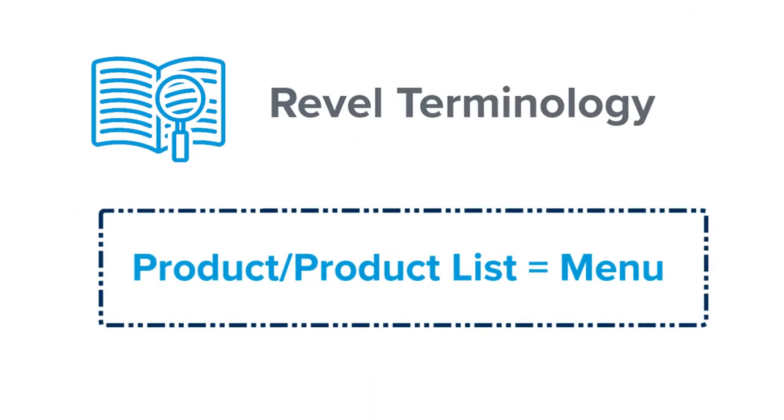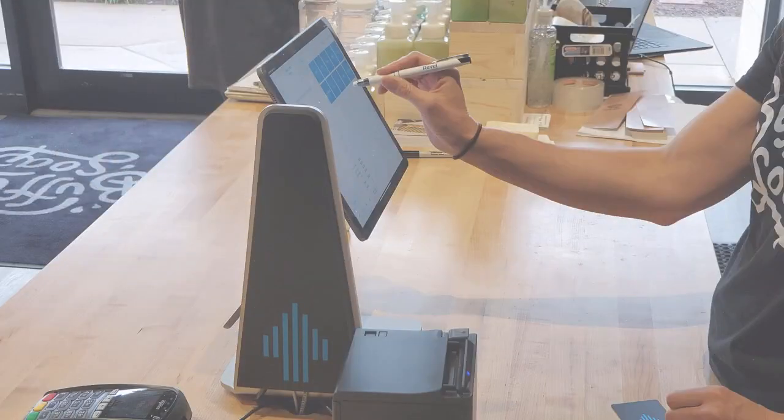Before we begin, let's first define a product in Revel. Depending on your business type, the terms product or product list can be used interchangeably with the term menu. Essentially, your products are all the items your business sells and that you need to track on your point of sale.